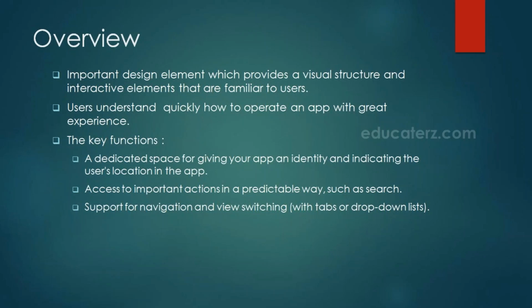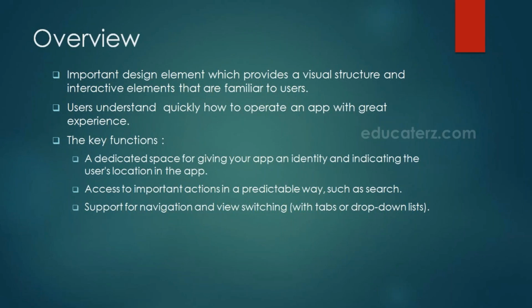Just composing a message in the messaging application, and if you open something, it will show you the list of messages you got, and at the top you'll find an option easily to download, to delete, and to send a reply, and to come back. So this is how it works. It has functions like a dedicated space for the application identity and indicating the user location, where exactly the user is.